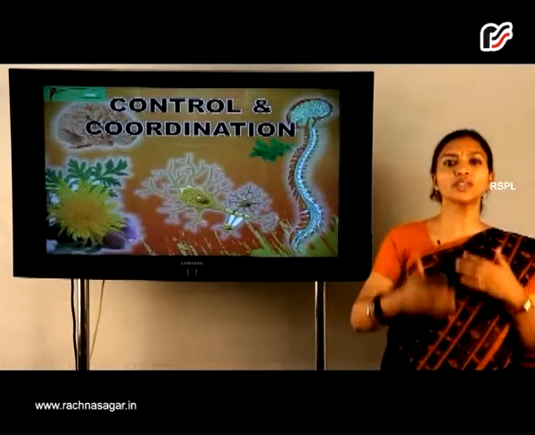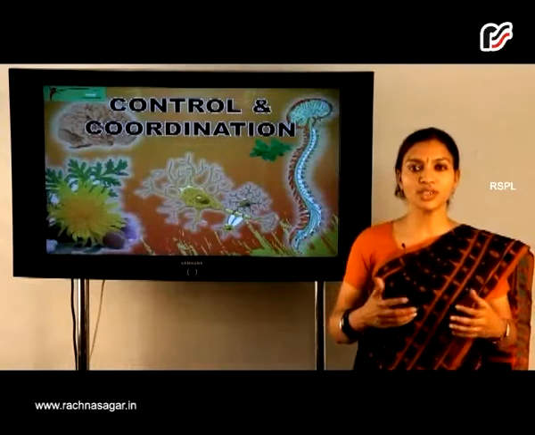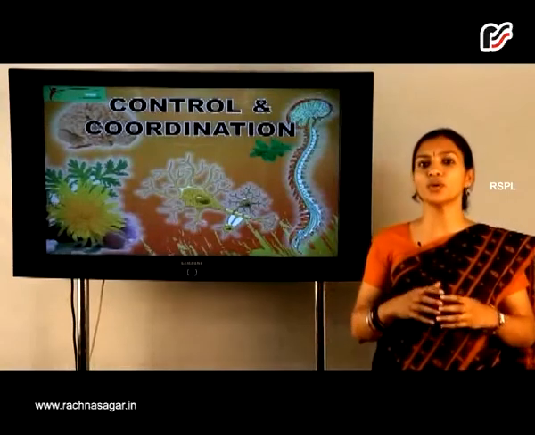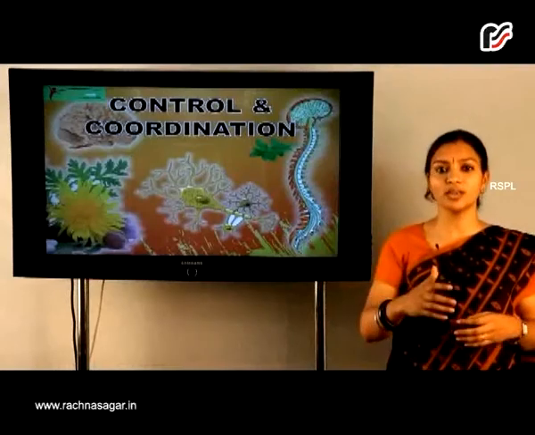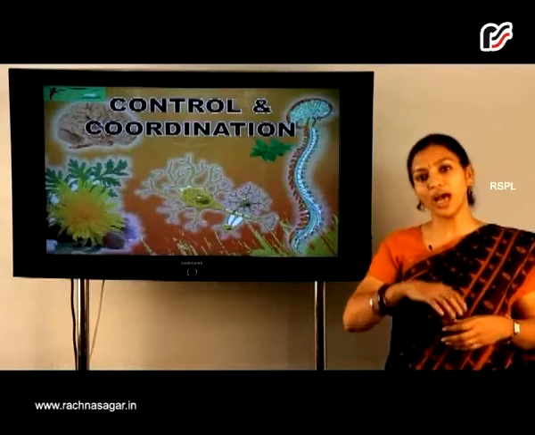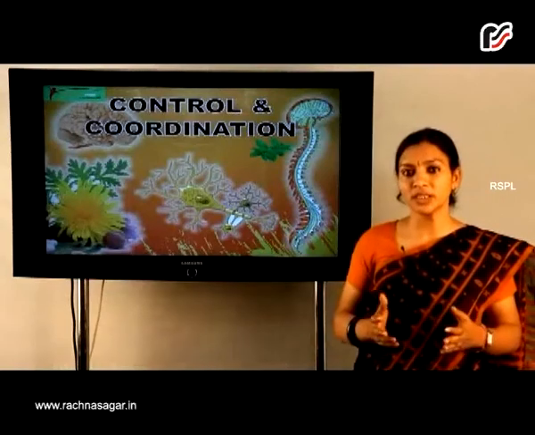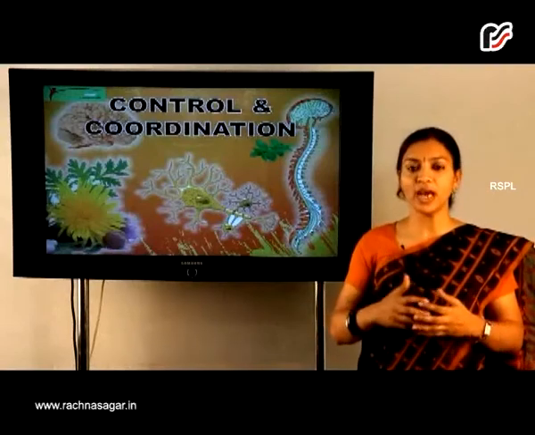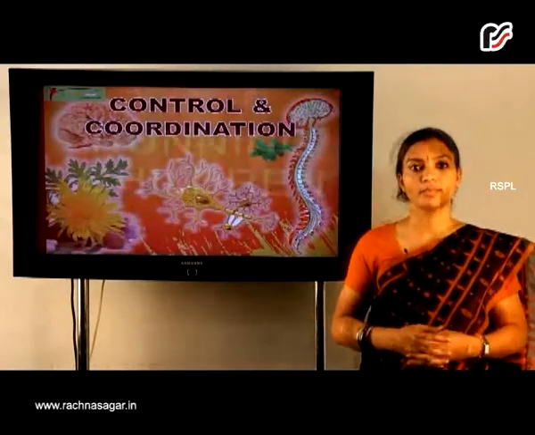Another thing is coordination. Coordination is required in every field of life, hence in various body systems also coordination is required. So in this chapter we will study how control and coordination take place in various activities and how it is done by the brain and the nervous system.